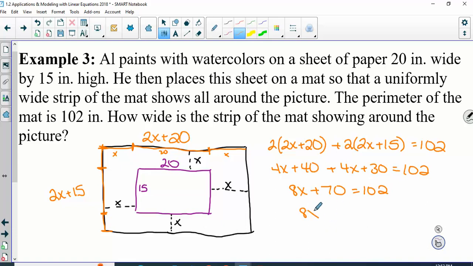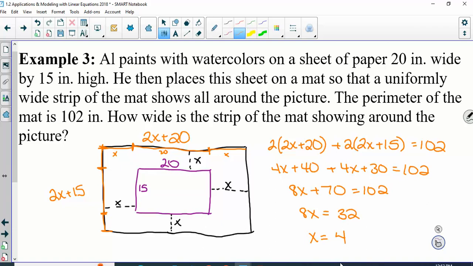Subtract 70. You probably already noticed I don't really show every little thing. Is that okay with you guys? Okay. If I fail to write something down and you don't know where it came from, just tell me. And likewise, I don't care if you guys don't show every single step. Just show me enough to know where you're coming from.